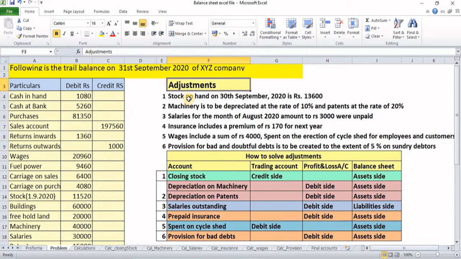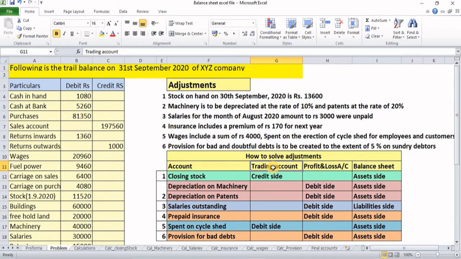All these adjustment entries have not gone through the journal process. First we pass journal, then we post into ledger, then we prepare trial balance. So adjustments are not part of trial balance. That is the reason we post them directly into trading profit and loss account and balance sheet. There is no defined rule for any adjustments. According to the transaction, we will identify where to place the adjustment accounts.